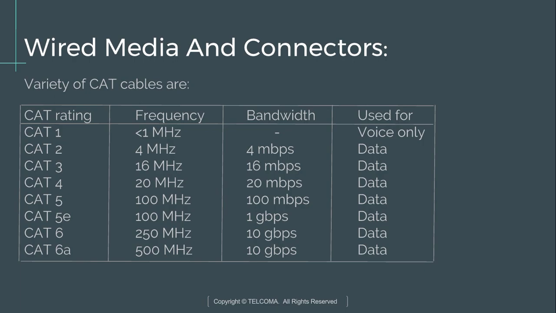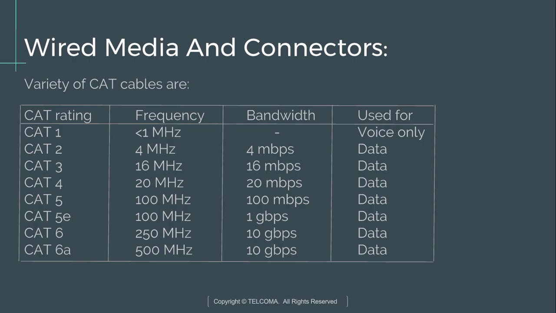So there are a variety of CAT cables. Category 1 has a frequency of less than 1 MHz and is only used for voice. Then category 2 has a frequency of 4 megahertz and a bandwidth of 4 megabits per second, and it transmits data also over the cable. Category 3 cable has a frequency of 16 megahertz and a bandwidth of 16 megabits per second. Category 5E has a 100 megahertz frequency and 1 gigabit per second bandwidth, and it transmits data over the cable at a fast speed.